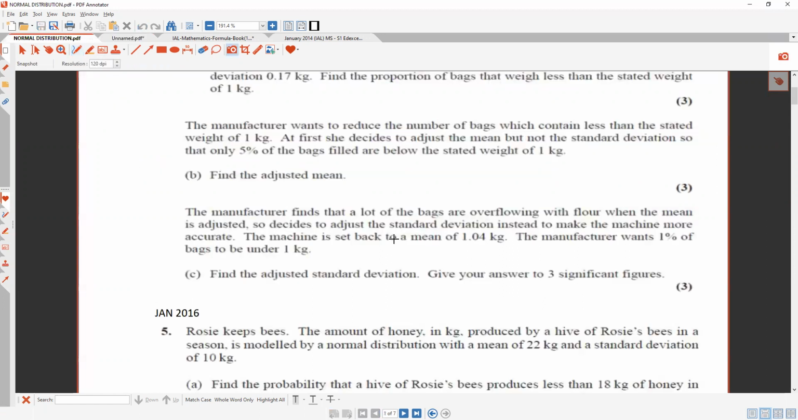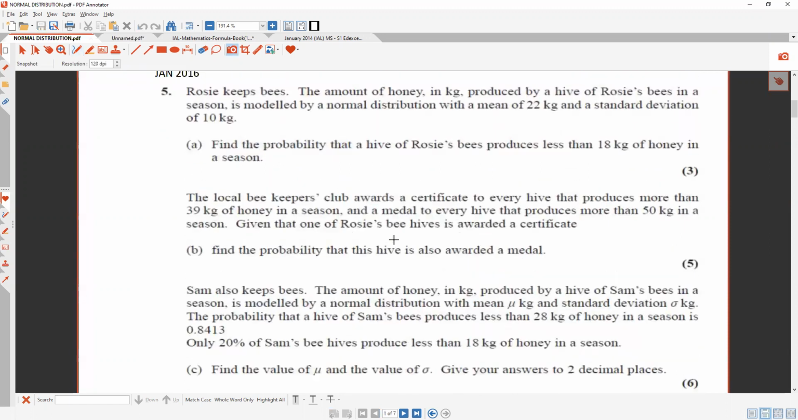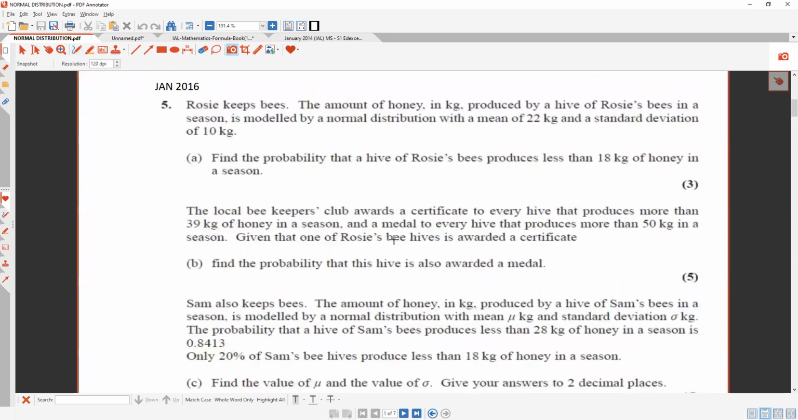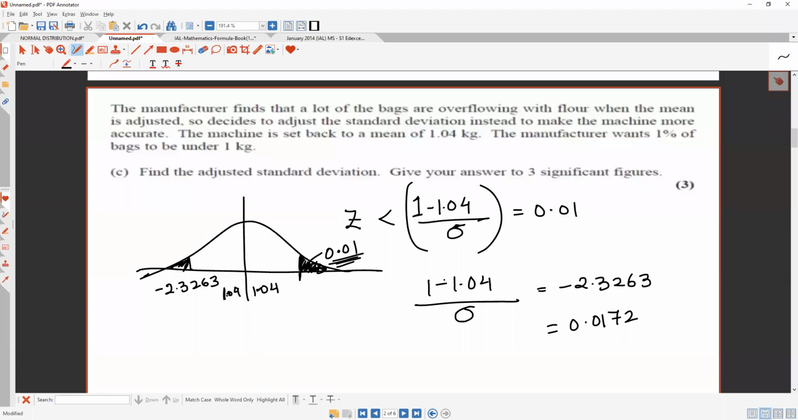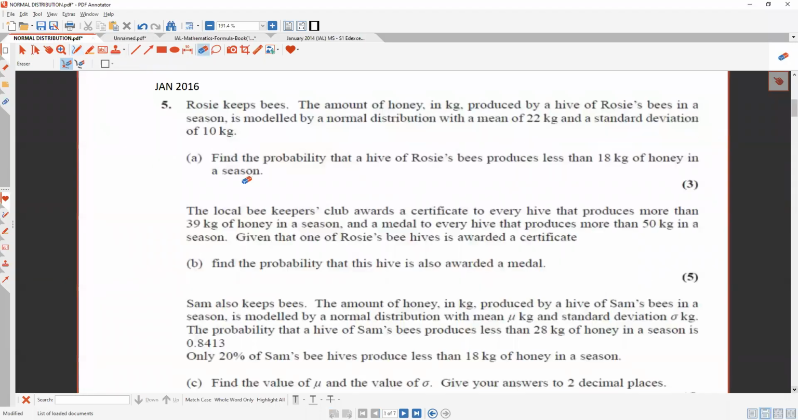Now, the next question you guys will try on your own. At least the A part, please try for me. The B part and C part, I'll explain to you. Please do the A part for me, 3 marks, on your own. Resume recording. So we're doing another question right now.